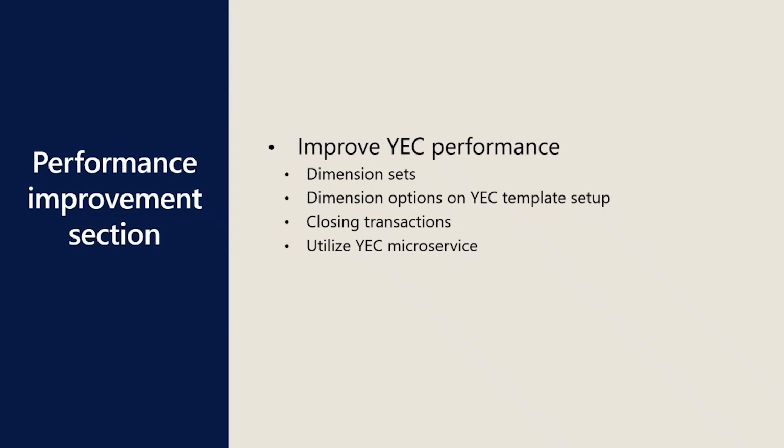Next section, let's talk about performance. How can you actually improve the performance of your year-end close? And we're going to focus on 4 things. The first is we'll just quickly chat about dimension sets. Secondly, we'll spend a little bit more time on the dimension options on the year-end close template itself. We'll talk about closing entries, and then the big new feature that I'm sure many of you have heard about already is the year-end close microservice.